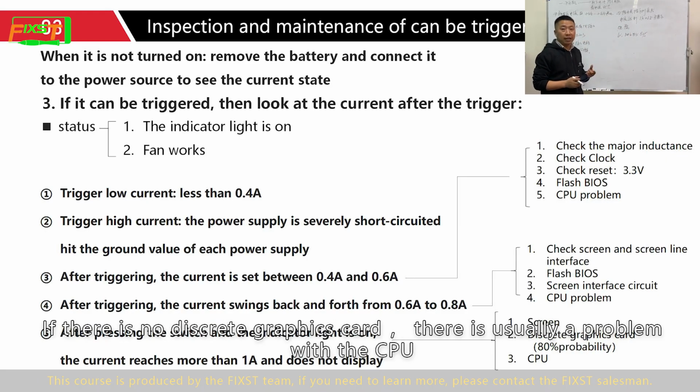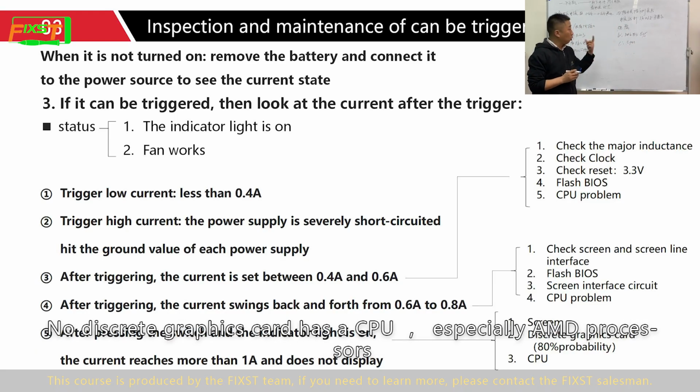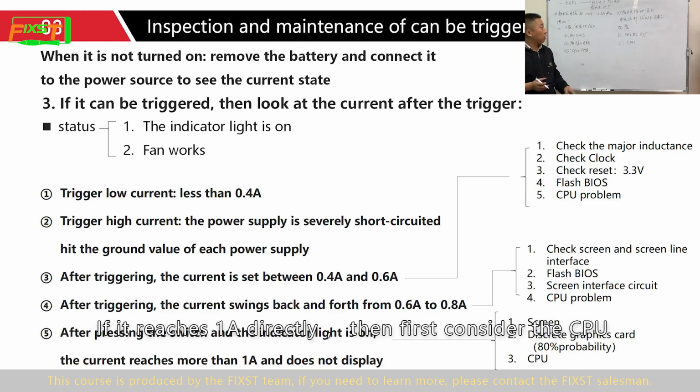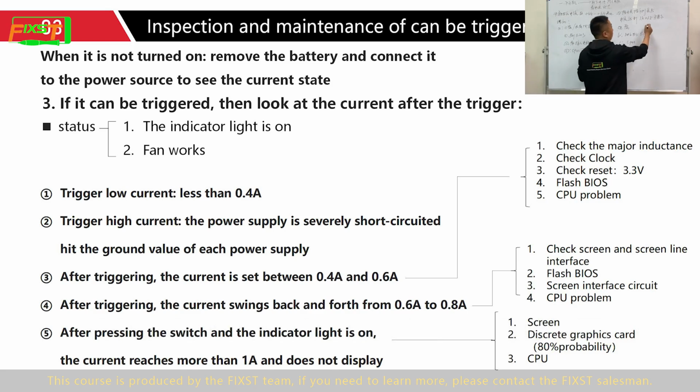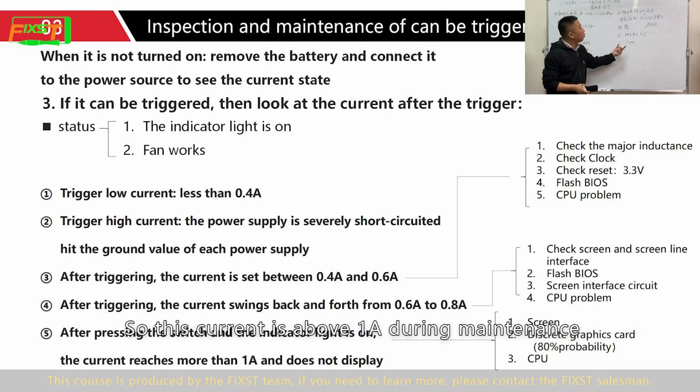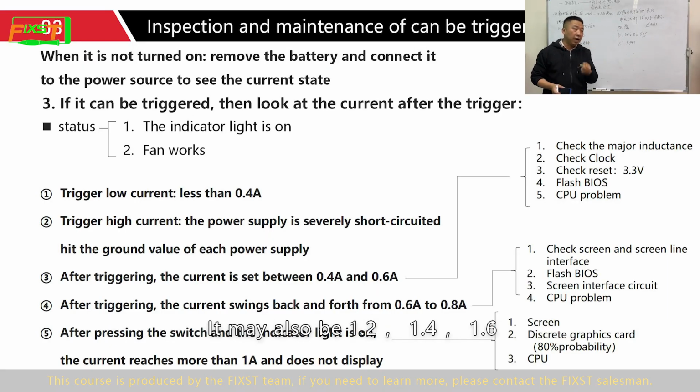If there is no discrete graphics card here, there is usually a problem with the CPU. No discrete graphics card means it has an integrated CPU graphics, especially the AMD processor. If it reaches 1 ampere directly, then first consider the CPU. So this current is above 1 ampere during maintenance. It may also be 1.2, 1.4, 1.6.